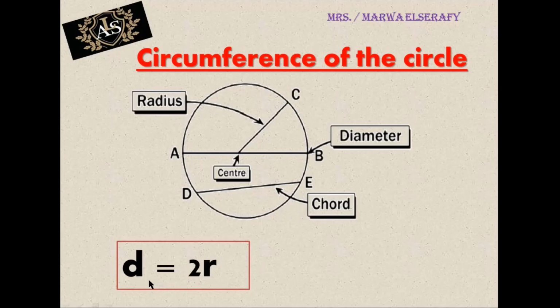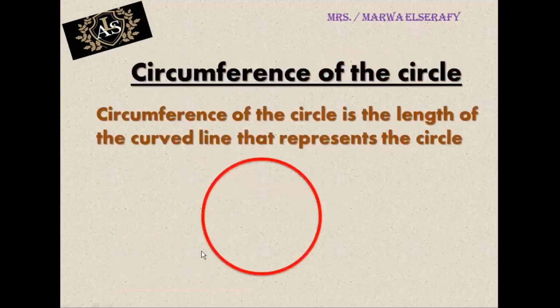And we know that d is the diameter, d is the diameter equal to 2r, 2 times the radius. d for diameter and r for radius. Okay, today we will study the circumference of the circle.